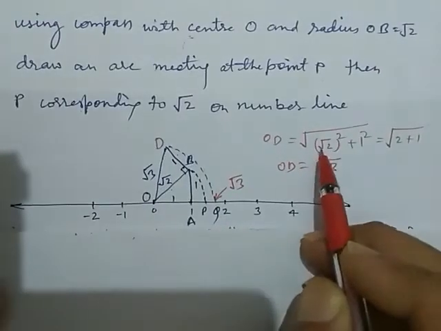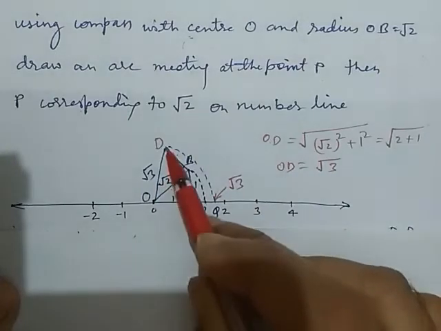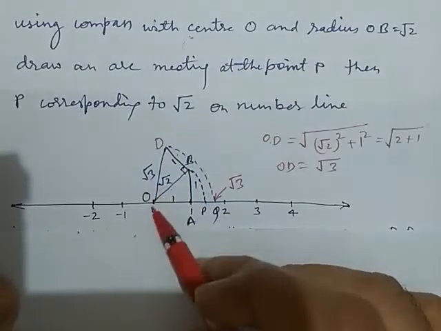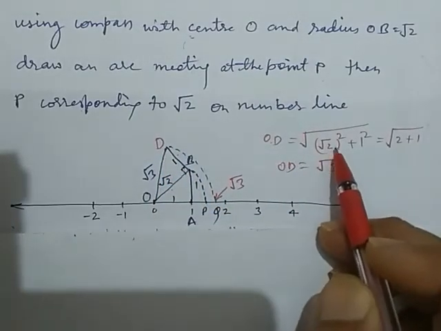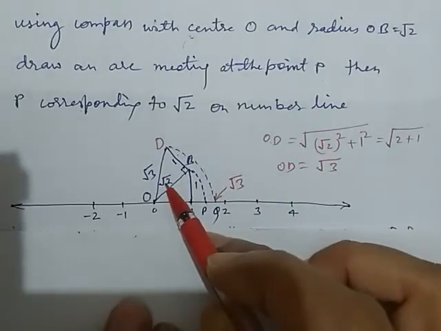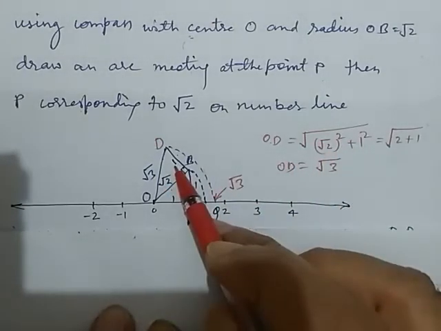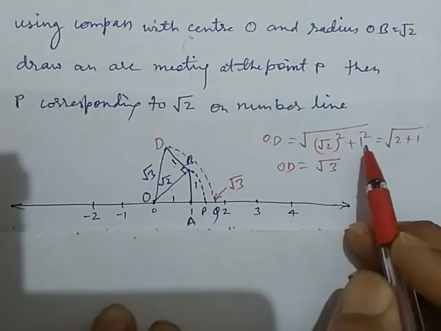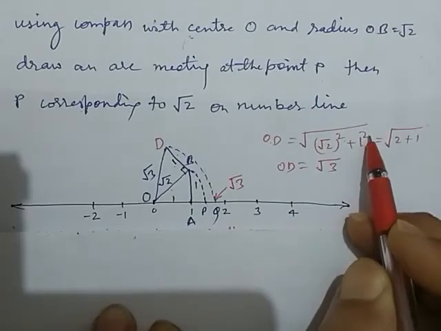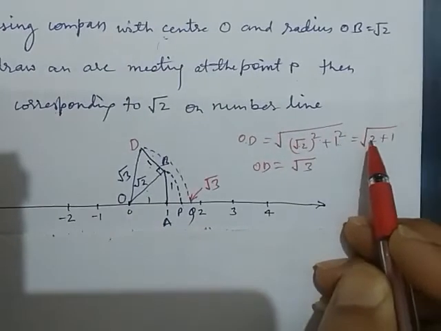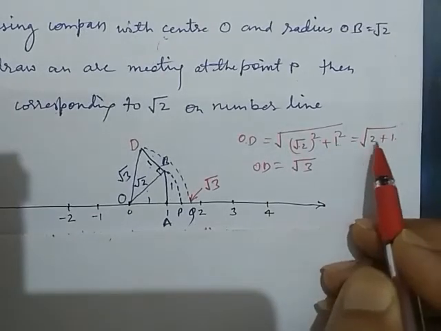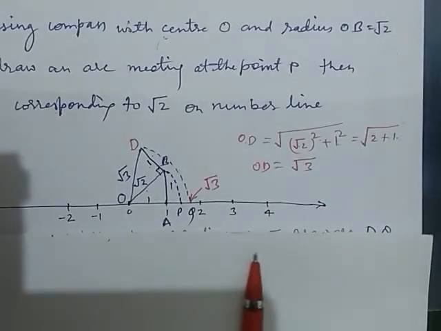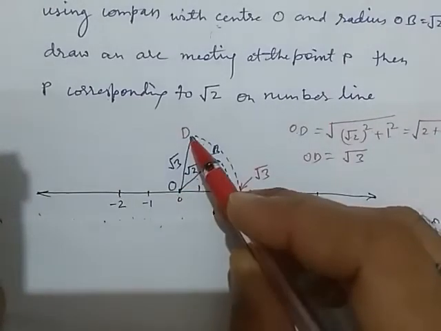OD is the hypotenuse of this triangle OBD. So how can we find this OD? We find it by squaring the base, that is root 2, which is the base, and 1, which is our perpendicular. So the square of the base is root 2 square, and the square of the perpendicular is 1 square. Root 2 square becomes 2 and 1 square becomes 1. So 2 plus 1 is 3. So OD is root 3. Okay, so here we found root 3.